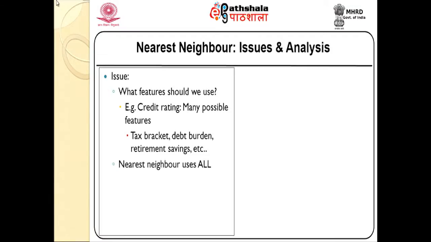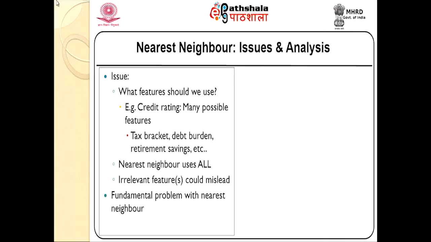Then nearest neighbor uses all the instances. Should we use all the instances is another question. It uses all the instances and it uses all the features of the instances. Is that relevant? There are many irrelevant features that you do not have to consider at all. They do not contribute to the classification. Then why should we consider them? That is another question. So, that is the fundamental problem with nearest neighbor.